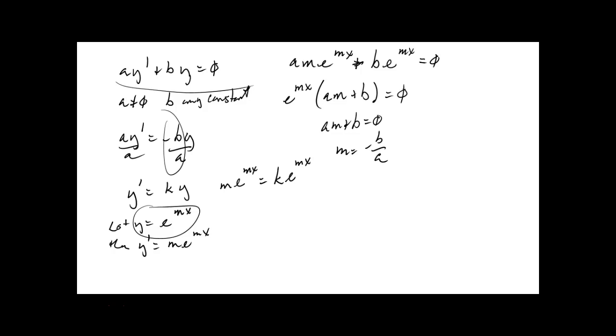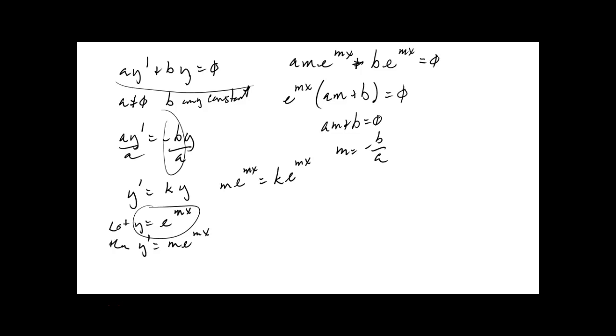So if y is equal to e to the mx is a solution, and m is minus b over a, that is your solution. Okay. Now they jump to somewhere else.